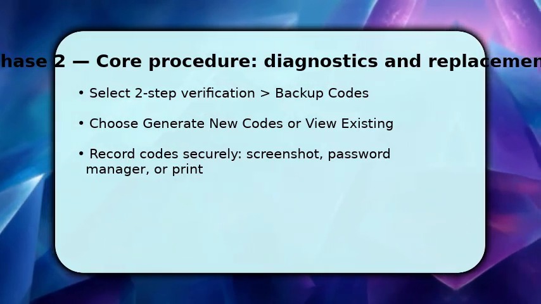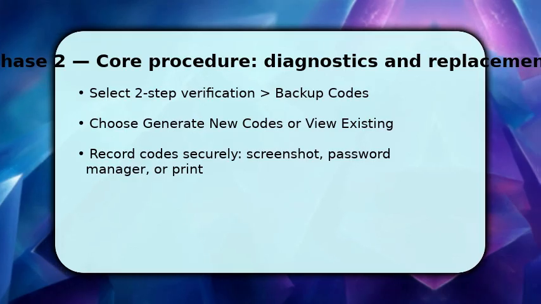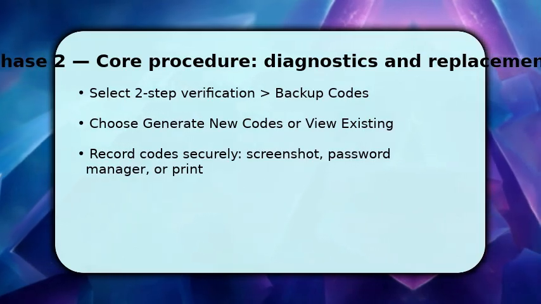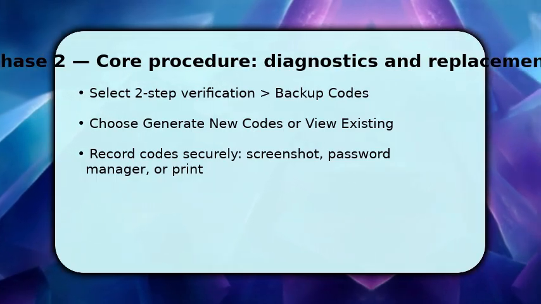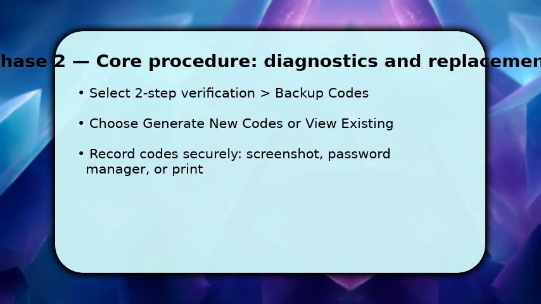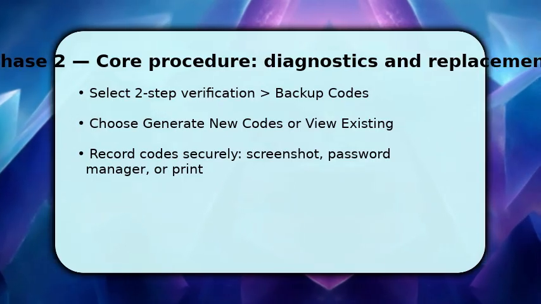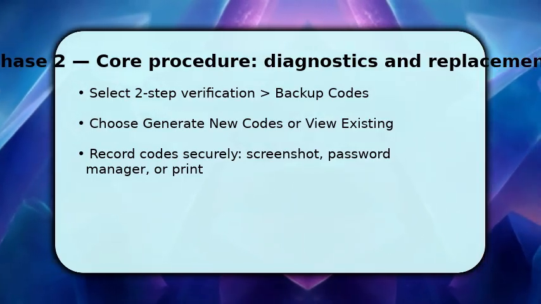When codes appear, record them immediately in a secure place. Use a password manager, encrypted note, or a printed copy kept offline. Make sure to copy every code exactly. Losing a digit means the code won't work and will waste recovery attempts.